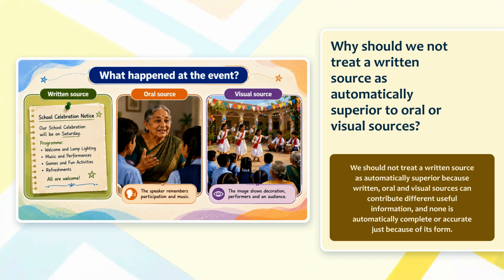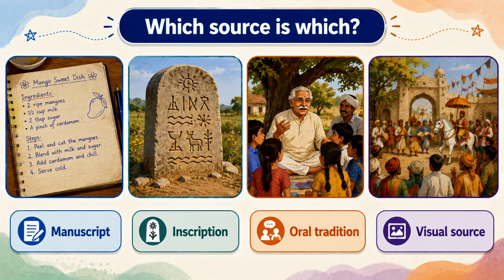We should not treat a written source as automatically superior because written, oral, and visual sources can contribute different useful information, and none is automatically complete or accurate just because of its form. The shared question helps compare them fairly. Next, we will practice classifying a mixed set of source cards by type. Look at the defining clue in each window rather than the topic of the source.